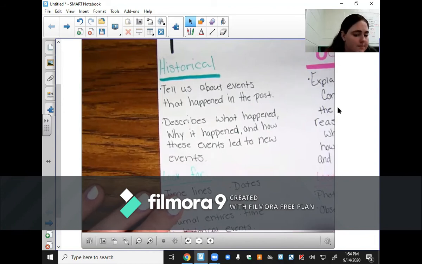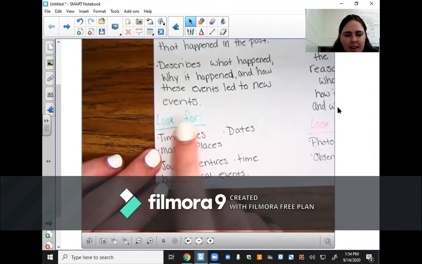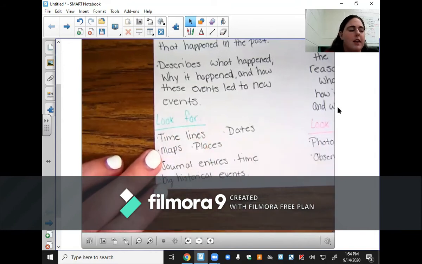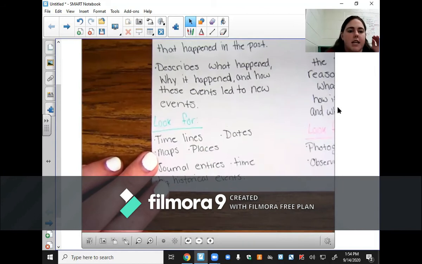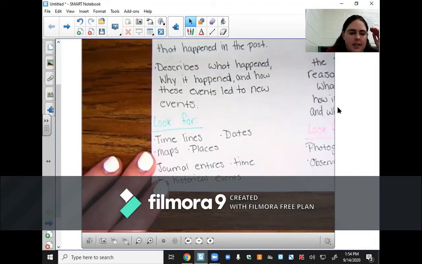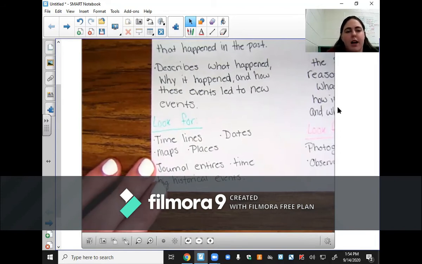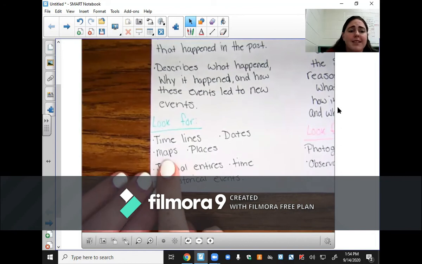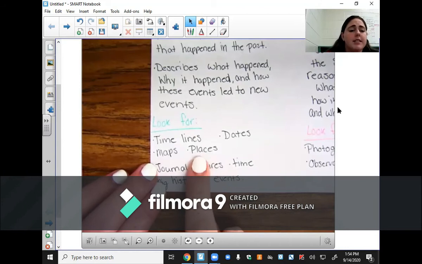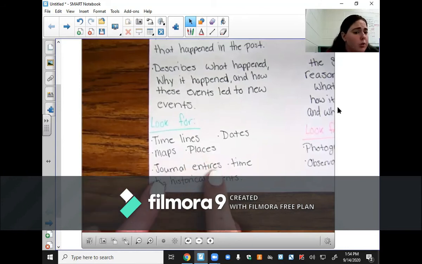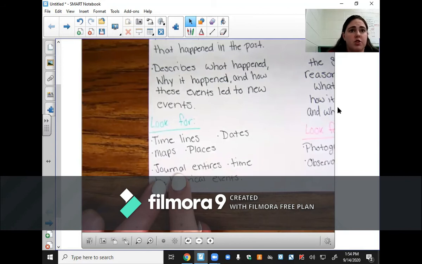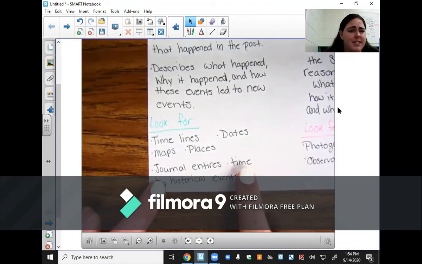And when we're looking at it, we want to look for timelines. So this is going to be, along with the dates, a list of dates that tell us what happened at that time, or what led to this thing, or a list of dates that kind of tell us what happened for each one. You're most likely going to see maps for historical text. It's going to talk about different places. You might even see journal entries. It could be a famous person's journal entry for a date and a time that has to do with the big historical event. Times, so like years, things like that.